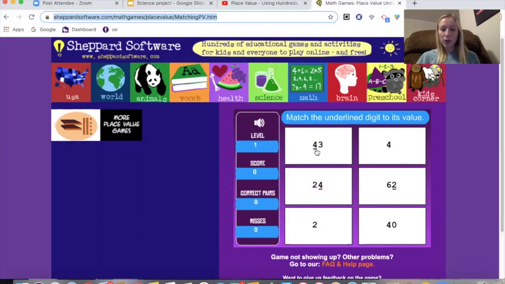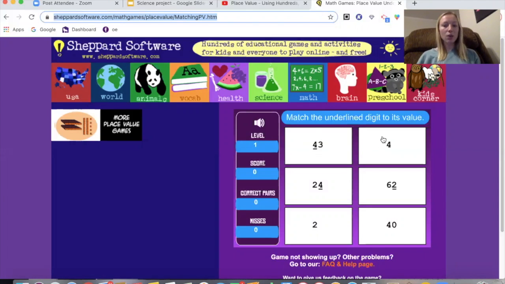So if we look right here, we have the whole number 43. But what's the number that's underlined? Yes, correct. The 4 is underlined. So we only are trying to find the value of the underlined number. So we know, as we just learned, that the 3 is in our ones place. So that means that one up, the 4 is in our tens place. So that means that this underlined 4 is 4 tens, which is equivalent to 40.